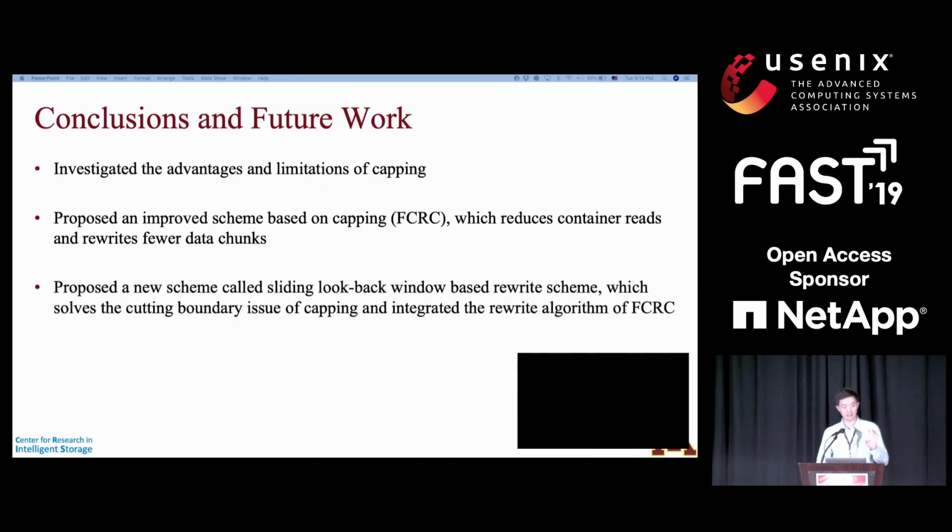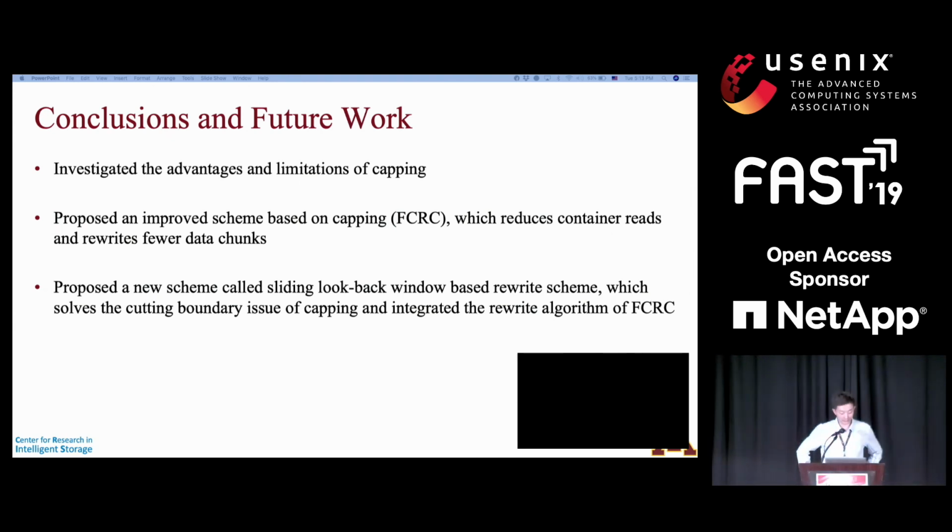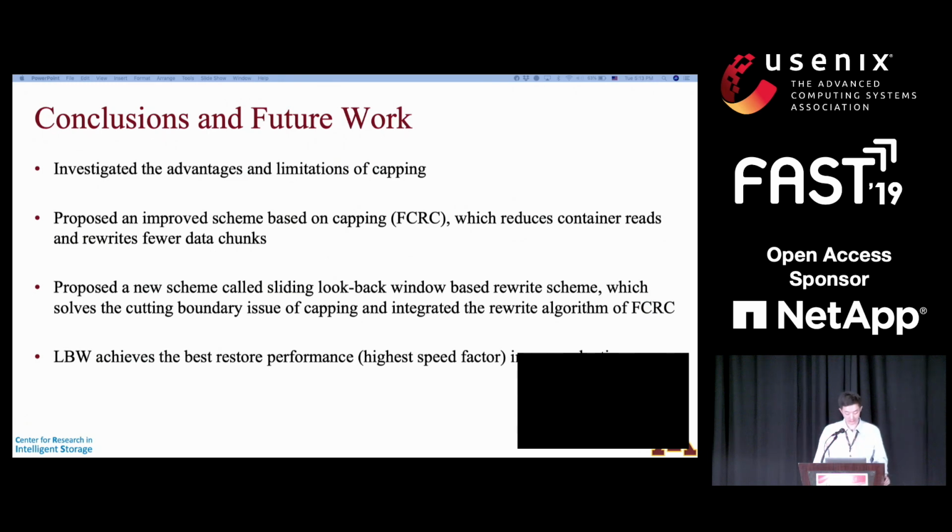To address the caching issue and the fixed cutting issue of capping, we propose a new scheme called the sliding look-back window-based rewrite scheme. This one combines FCRC with the caching and also the sliding window. According to the evaluation, the LBW one can achieve the best restore performance compared with capping and the normal one.